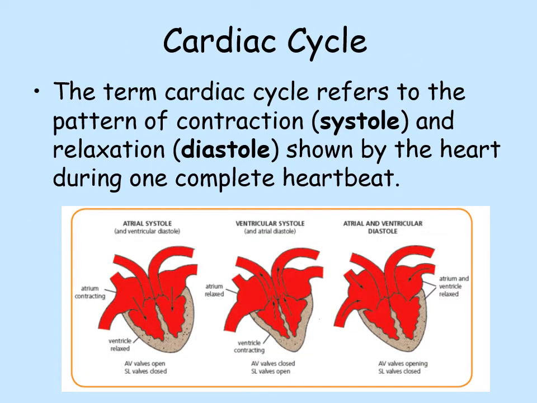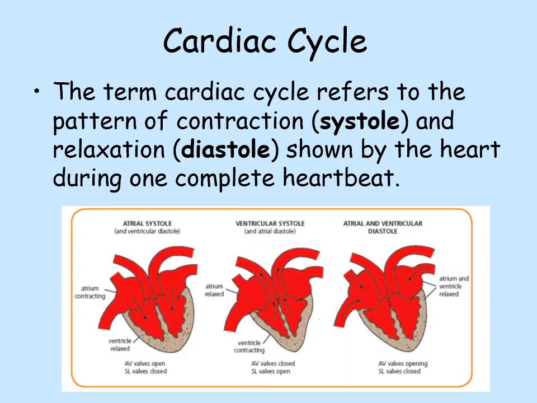So when you hear the words cardiac cycle, I want you to think of one heartbeat, because that's what a cardiac cycle is. And you're going to have to be familiar with these two words as well, systole and diastole. Systole just means contract and diastole means relax. The heart is made up of 4 chambers, and these are hollow chambers that basically just fill up with blood.